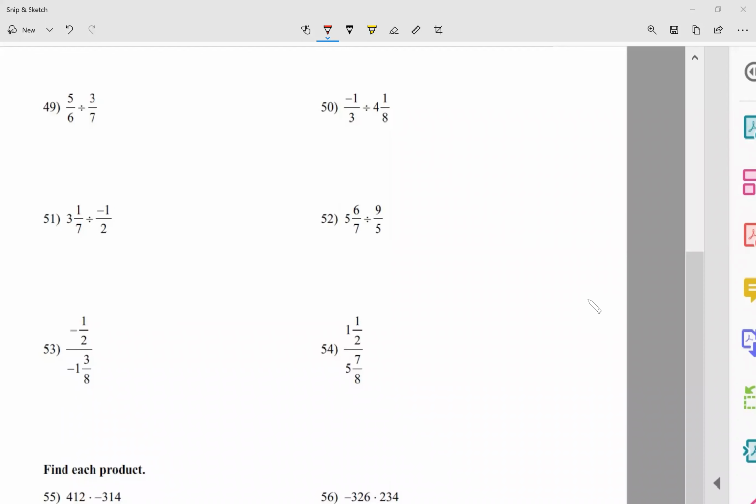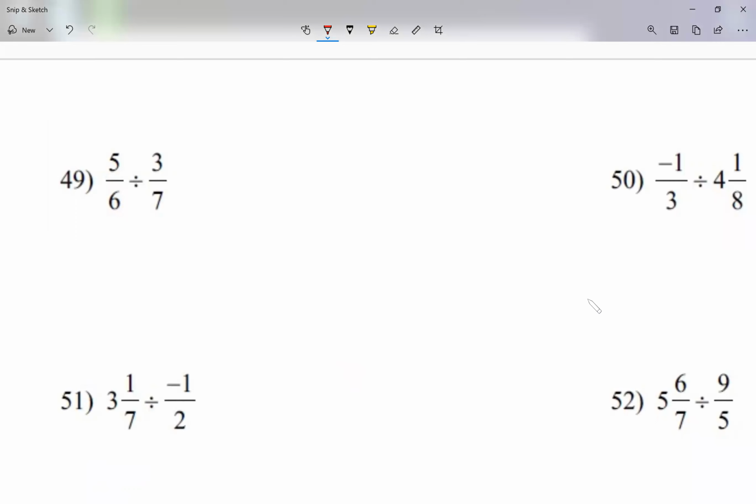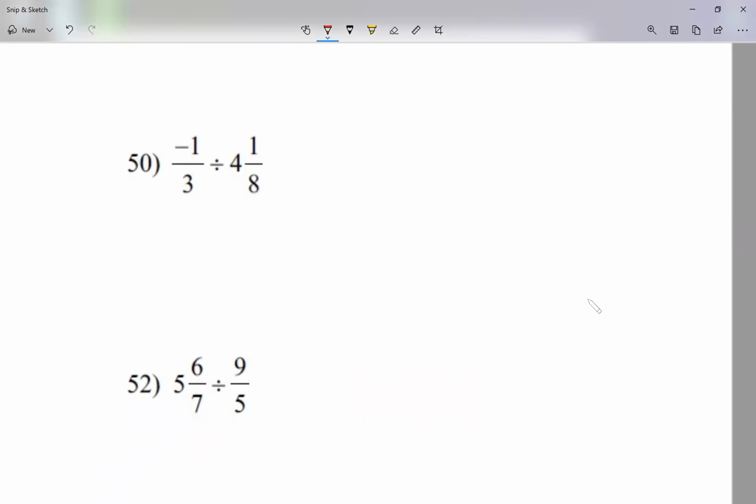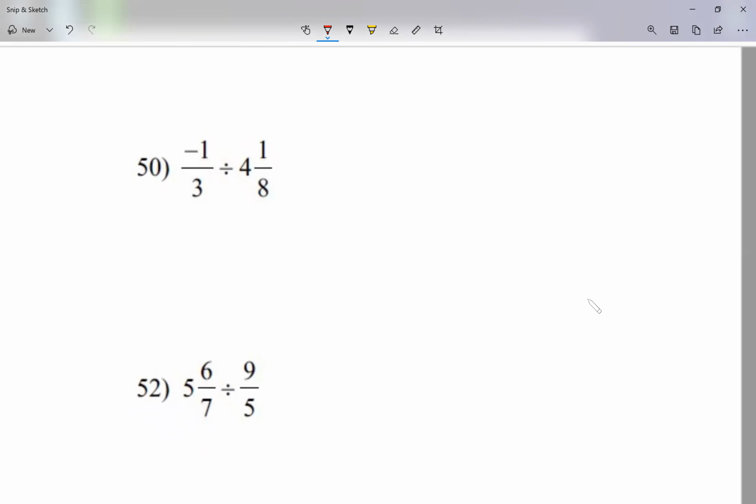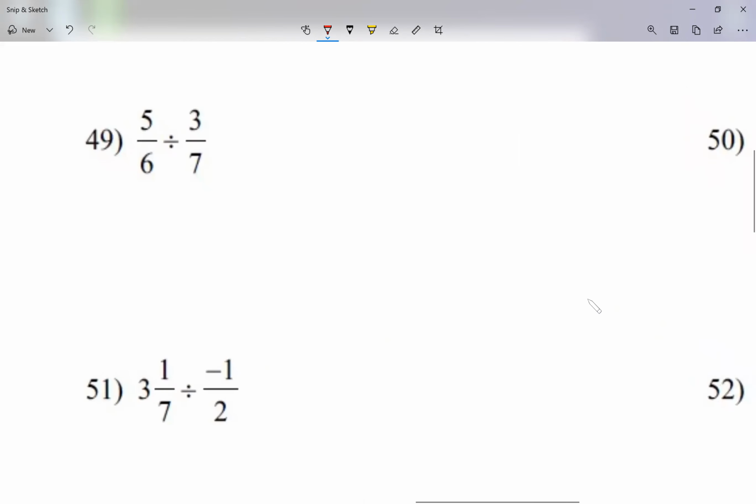Okay, for today, we're going to learn how to divide fractions, okay? So first of all, my fractions can only have a number at the top and a number at the bottom. So question number 49, for example, that's good. Each fraction only has a number at the top, a number at the bottom. Now 50 is not quite correct because my second fraction is not how I want it. So I'm going to have to work on that one a little, but let's start with 49.